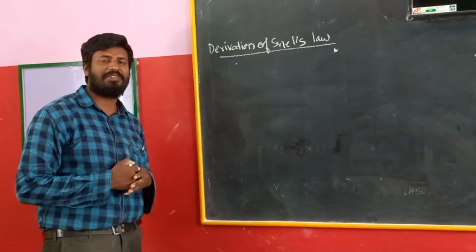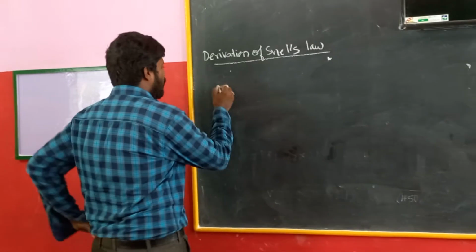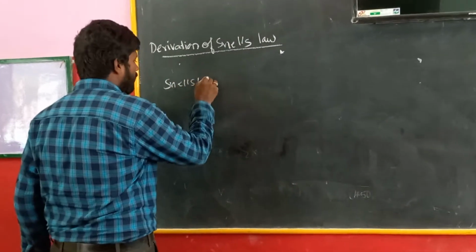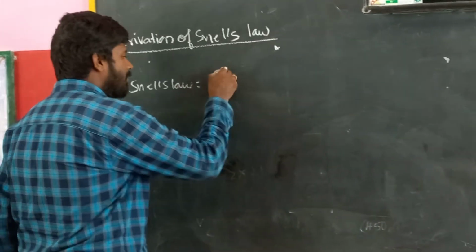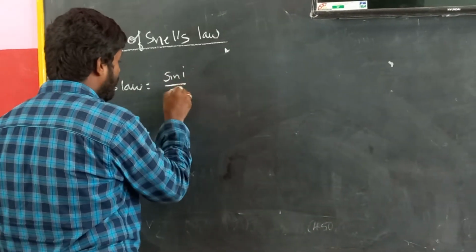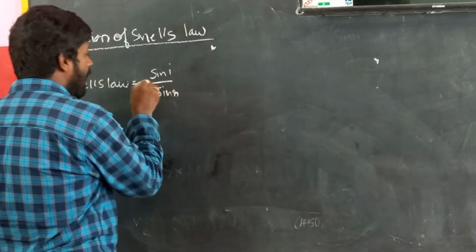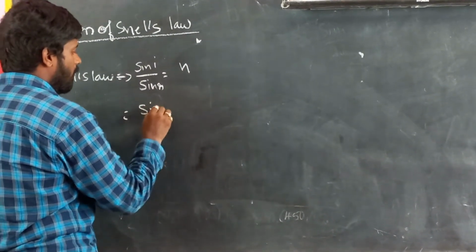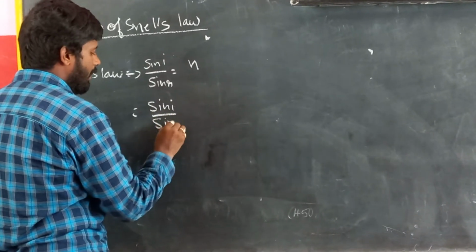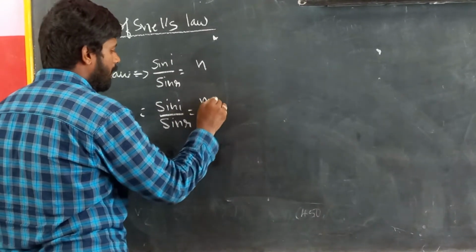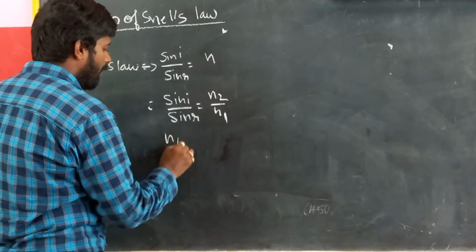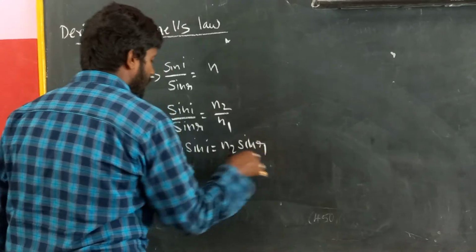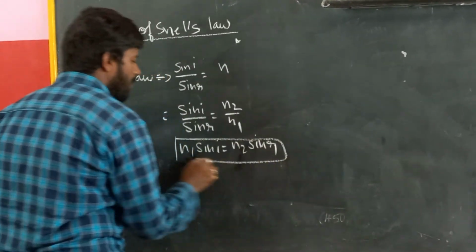Today we are going to derive Snell's law. We already know that Snell's law is also known as the second law of refraction. Snell's law is defined as the ratio of sin of angle of incidence to the sin of angle of refraction is constant. So sin i by sin r is equal to n2 by n1, or n1 sin i is equal to n2 sin r. This is the required relation we have to derive.